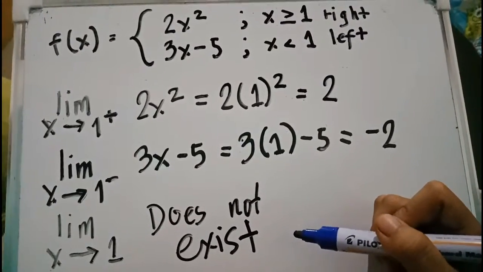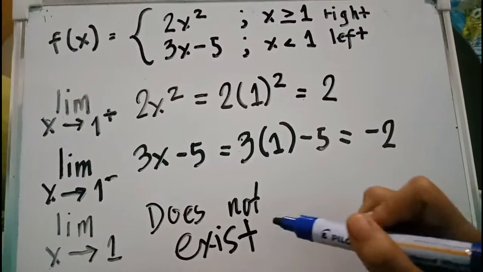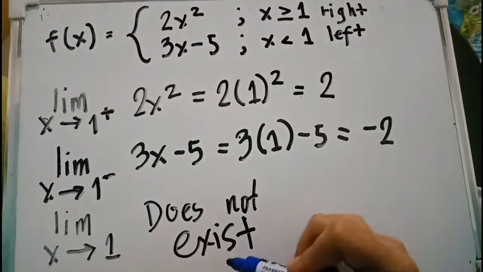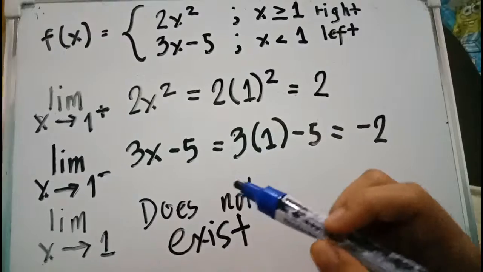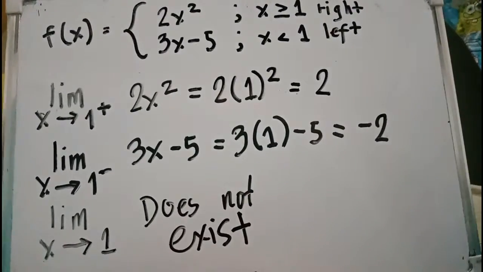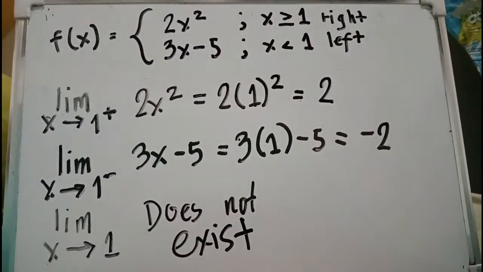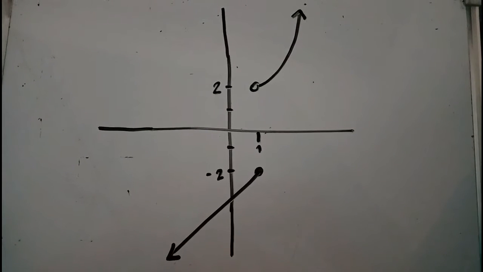Okay, in order to show that this limit does not exist, we're going to put it in a graph. So the graph will look like this.